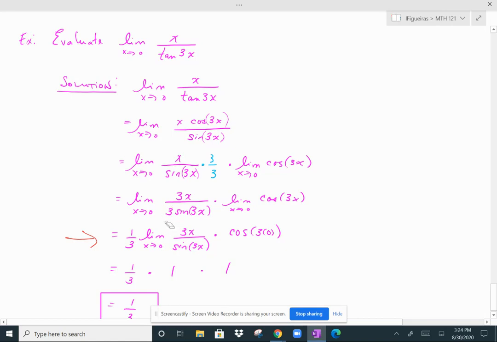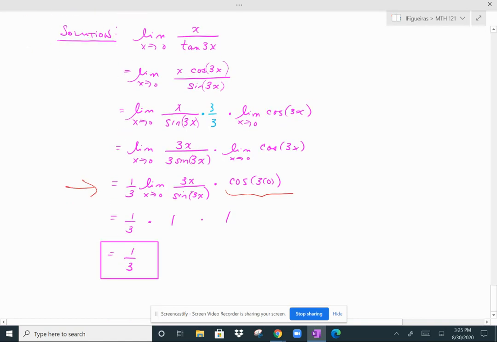times, and then here I'm already applying direct substitution and plugging in the 0. Well, this limit is just the definition above. We know that's equal to 1. So I have 1/3 times 1, and cosine of 0 is 1. So your answer is just 1/3.